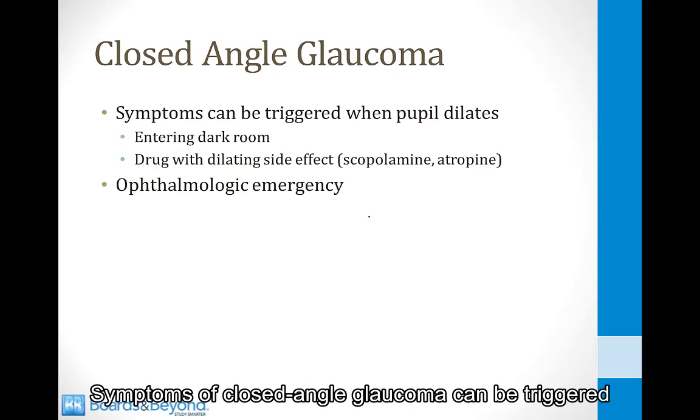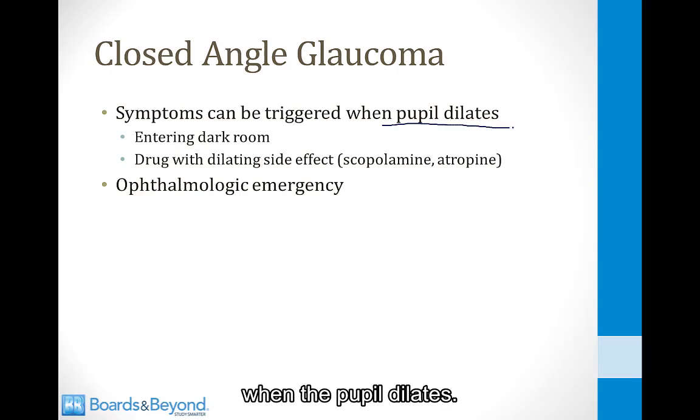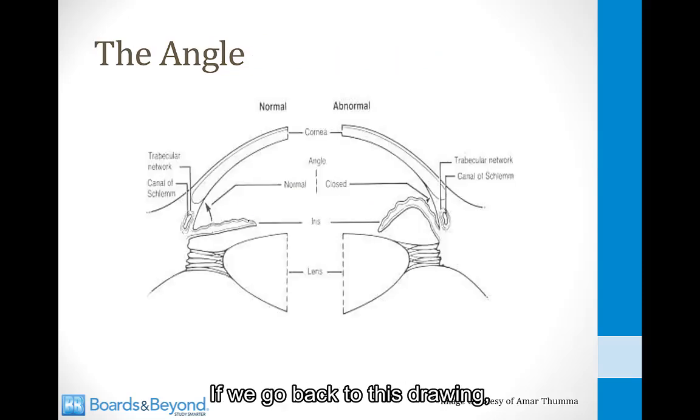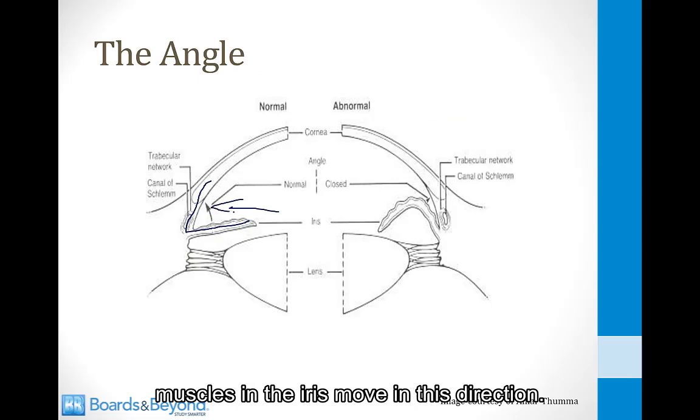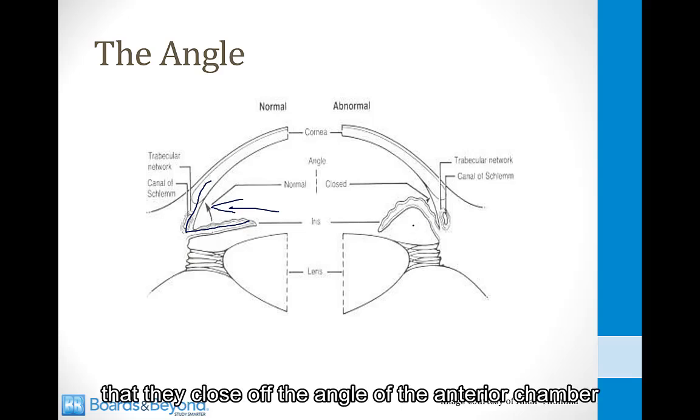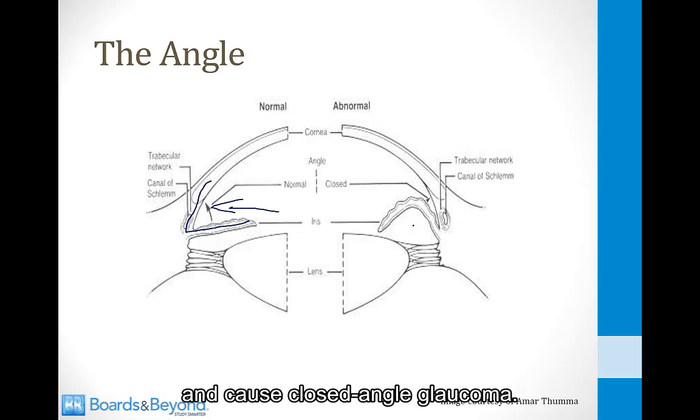Symptoms of closed angle glaucoma can be triggered when the pupil dilates. If we go back to this drawing, the angle is determined by the iris, and when your pupil dilates, muscles in the iris move in this direction. So you can imagine how in some situations they could potentially move in such a way that they close off the angle of the anterior chamber and cause closed angle glaucoma.